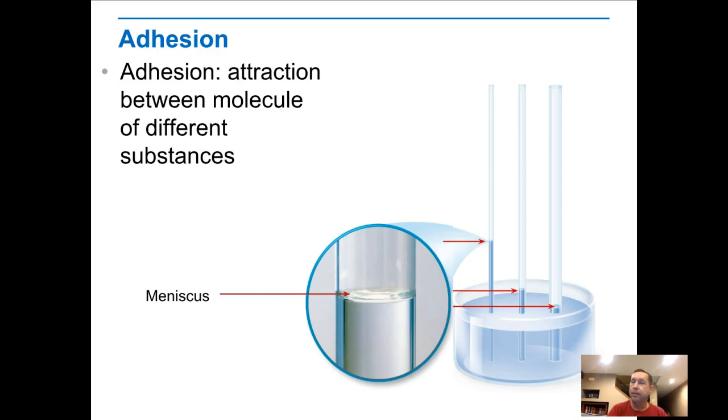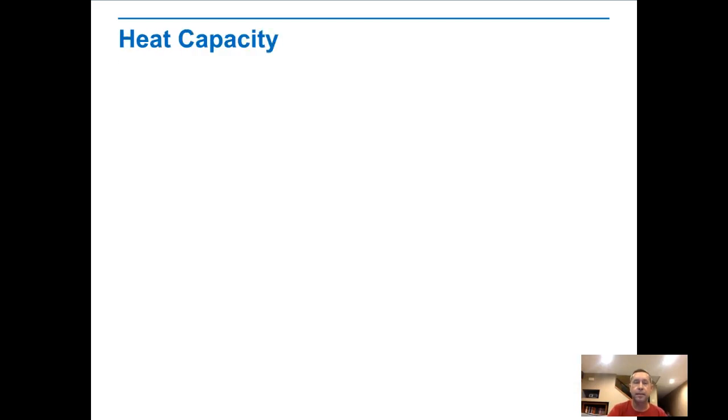The smaller the tube, the further up the water molecule goes, and when you look at water in a tube, you see that the surface is not straight across. It has a little curve. We call that the meniscus.